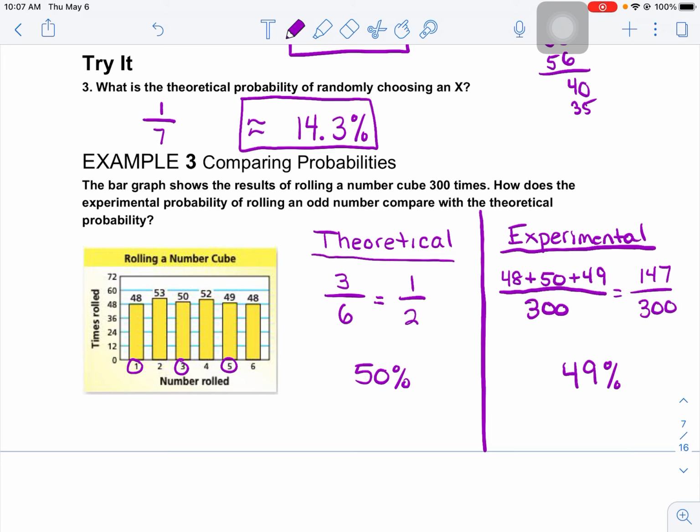Okay, so it says, how does experimental probability of rolling an odd number compare with the theoretical probability? Okay, these are very close. They're very close because we did so many experiments, right? The more times that we're doing the experiment, the closer those numbers should get in theory.